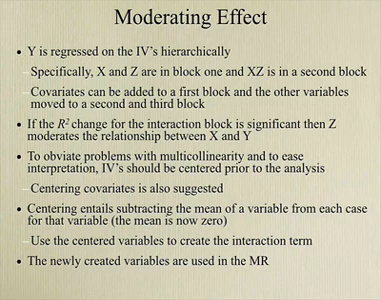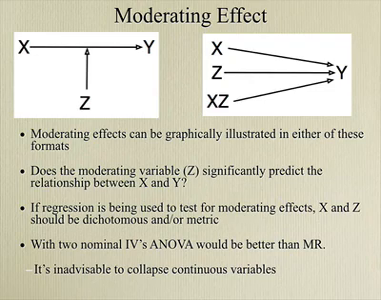So these are the steps that one would go through in order to test whether Z moderates the relationship between X and Y. And again, graphically, this is exactly what we're going to do. We're going to multiply X times Z together and include all of these in an analysis. And if X times Z is a significant predictor of Y, then we say that there's a moderating relationship there.